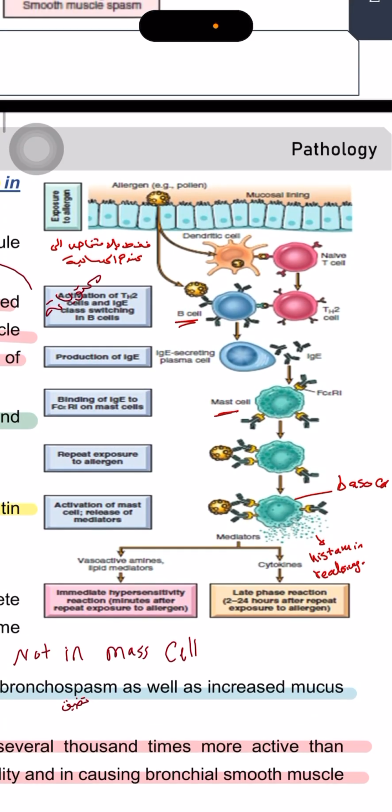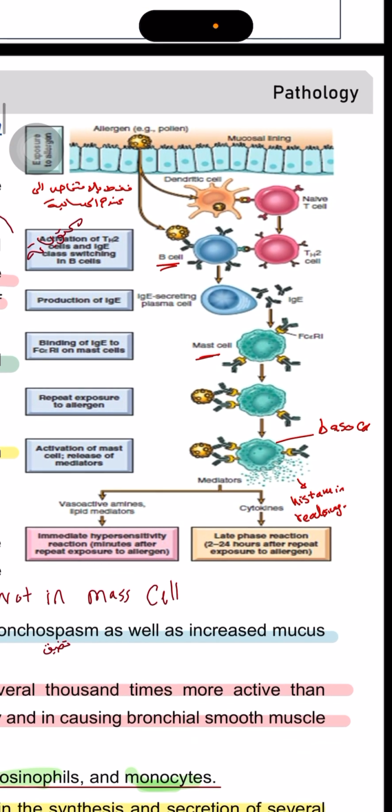When the patient is so sensitive to something called an allergen, for example pollen, his mucous lining will come into contact with the pollen. The dendritic cell, which is an antigen-presenting cell, will interact with the naive T cell and stimulate the B cell to release immunoglobulin E, which binds to the mast cell by its Fc part.